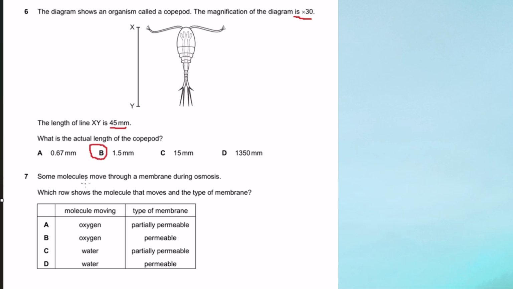The next one asks us about osmosis. Osmosis is water moving across a semi-permeable membrane, not a permeable one, and it's water. So it can't be A, B, or D. The only option we have here is C.